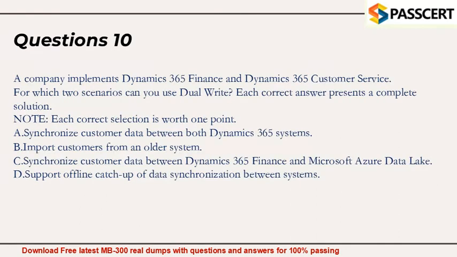Question 10. A company implements Dynamics 365 Finance and Dynamics 365 Customer Service. For which two scenarios can you use dual write? Each correct answer presents a complete solution. Note: each correct selection is worth 1 point. A. Synchronize customer data between both Dynamics 365 systems. B. Import customers from an older system. C. Synchronize customer data between Dynamics 365 Finance and Microsoft Azure Data Lake. D. Support offline catch-up of data synchronization between systems. Answer: A, D.